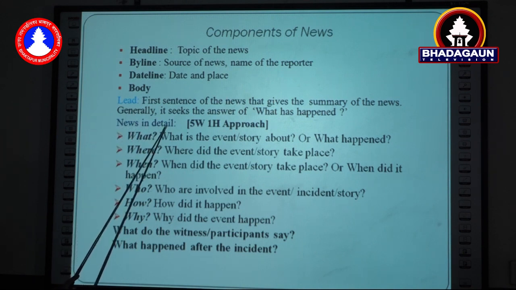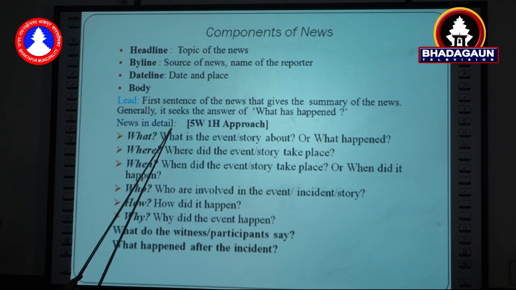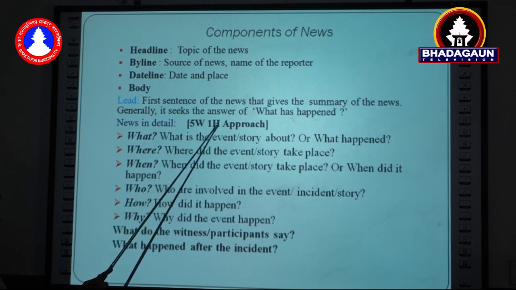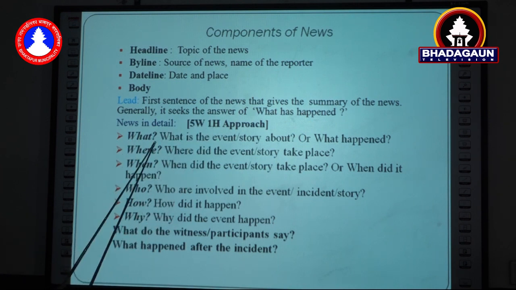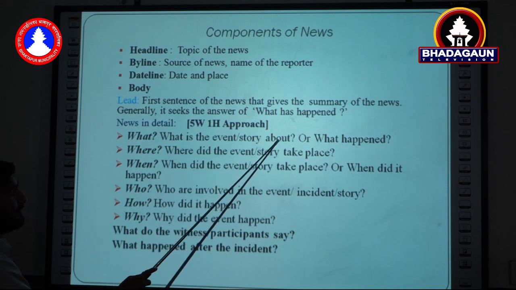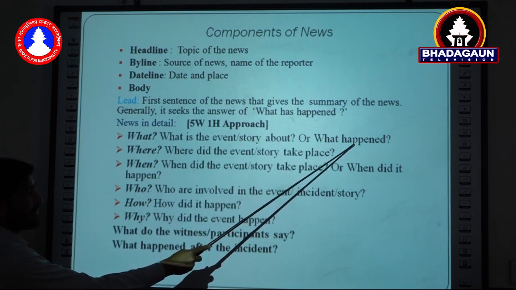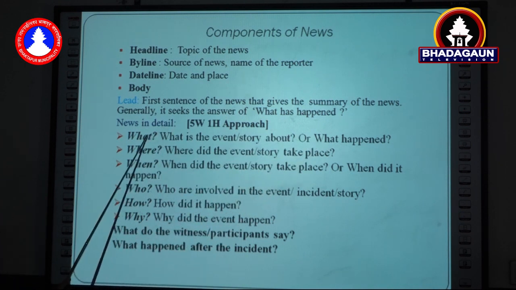The second one is the news in detail. When we write the news in detail, we think about all of the outlines and clues given in the question. Generally we use the 5W 1H approach. We have to give the answer to these 5W and 1H. For example, what? First, what is the event or story about, or what happened? This is the first part, right? We have to answer all the possible questions to make the complete body of the news. When you read the outlines and clues, try to answer these questions. If you answer all of them, you can make your draft.